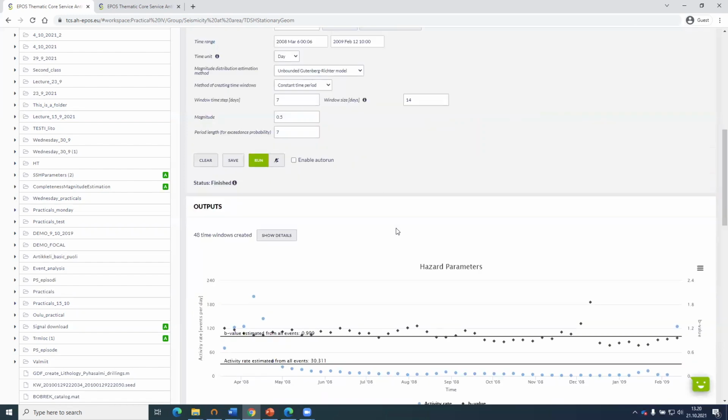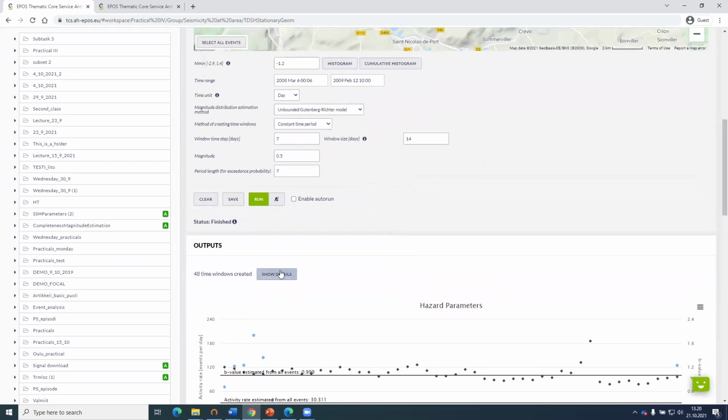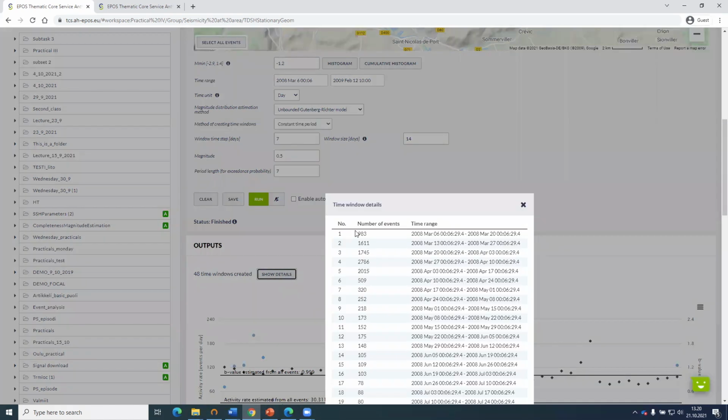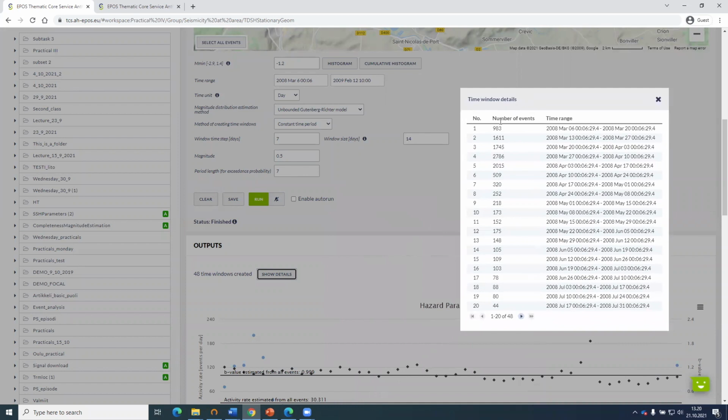All right, so based on these settings, we have 48 time windows created. Starting from March 2008, the first time window starts there. And if we click this show details button here, we can see those time ranges. The first window started from the initial day and lasts 14 days. The second time window steps 7 days from the beginning of the previous time window, which is March 13, and it remains 14 days and so on.